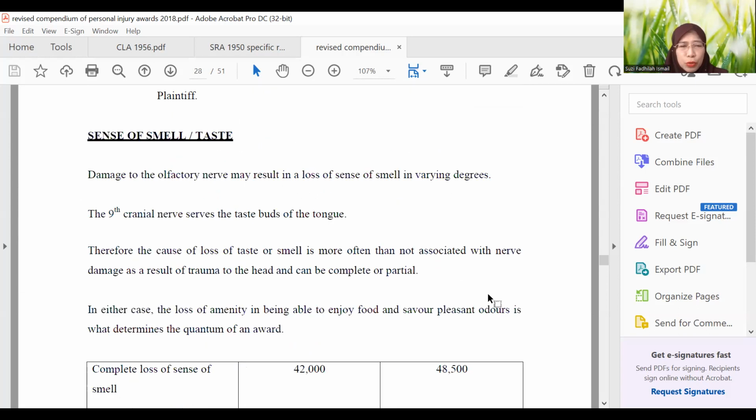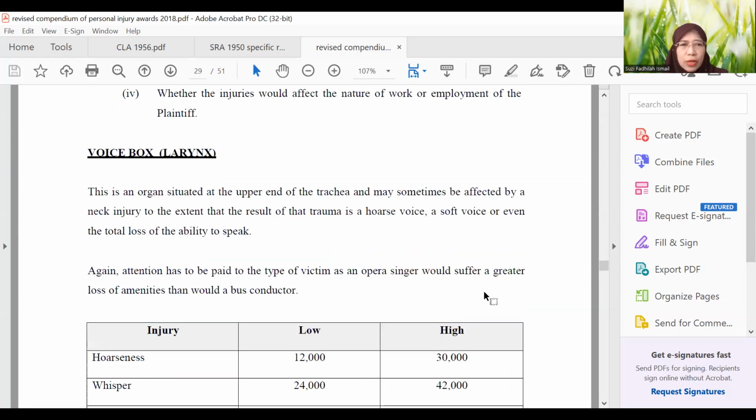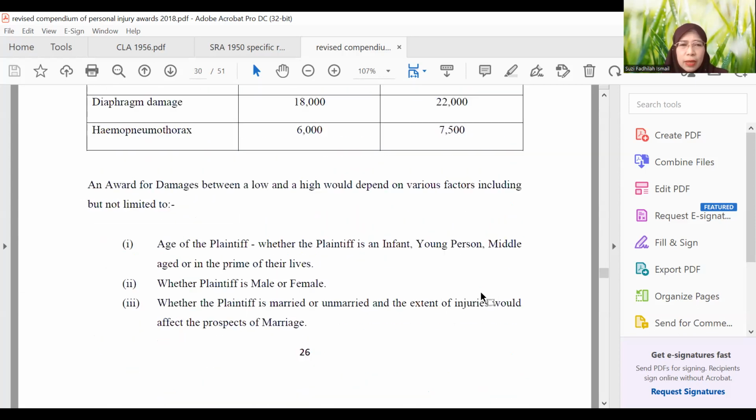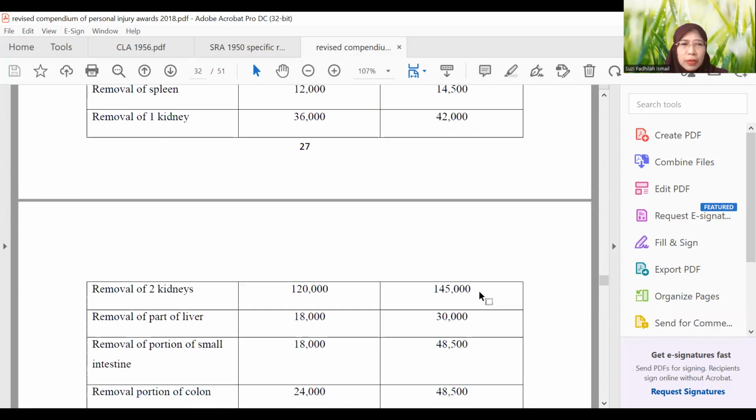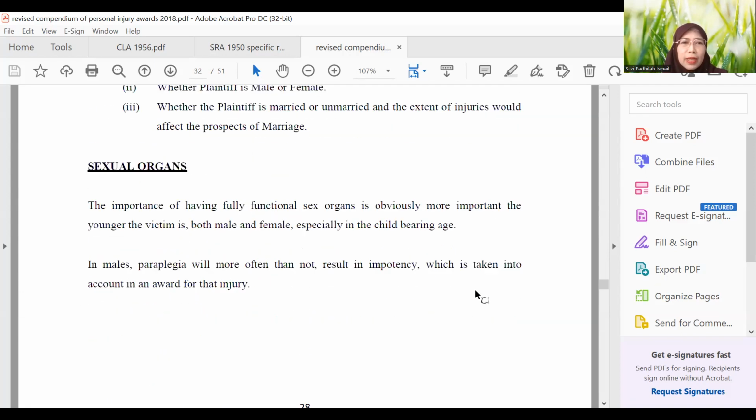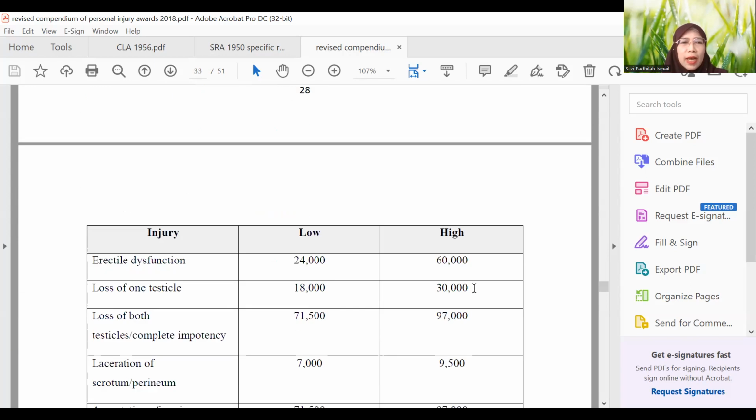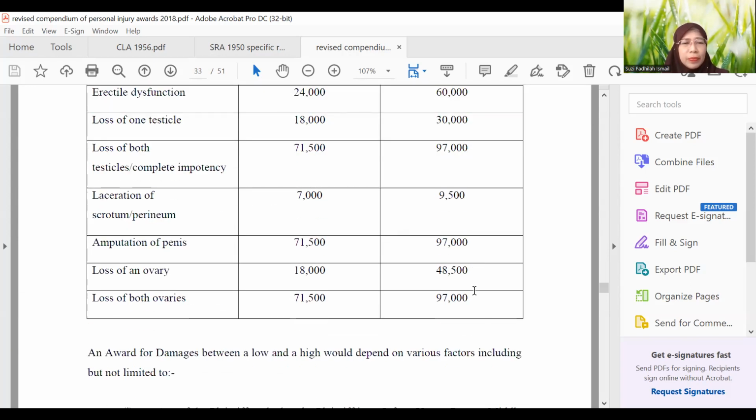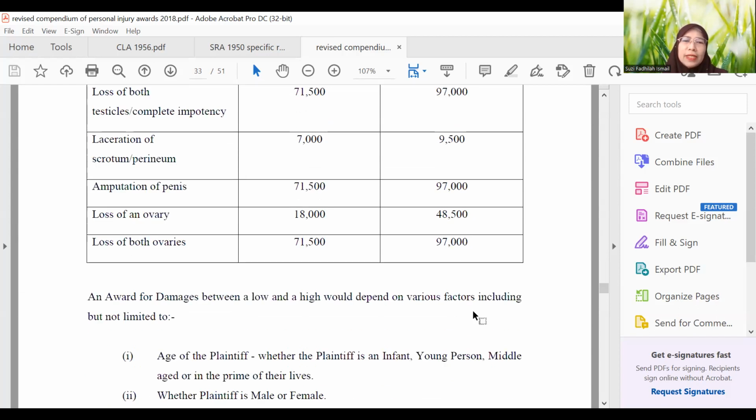Okay, I want to show to you. You can have a look later. The private part. Here. Okay, sexual organs. For men, that's the amount. Not even 100,000, or even for the lady. All right, ovary 48,000. So both ovaries 97,000. Okay, that's the amount.